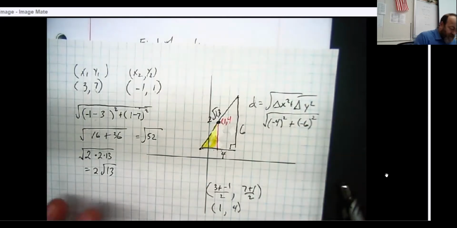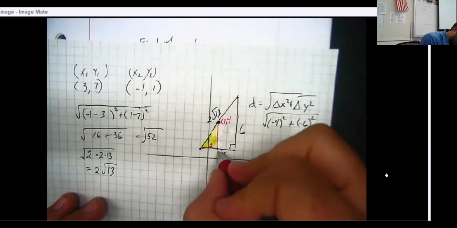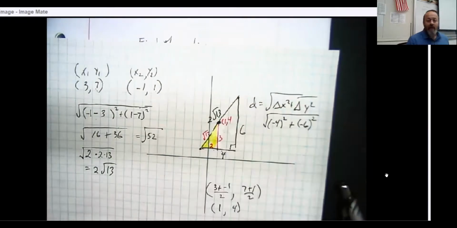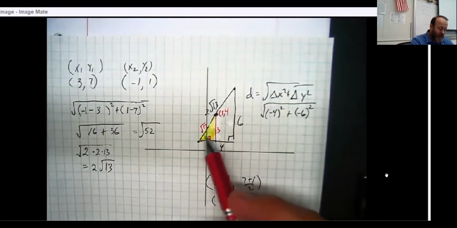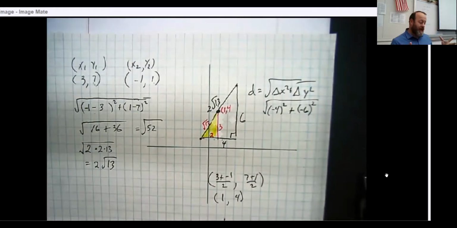And this was kind of the red numbers that I had written a minute ago. That goes over 2, that goes up 3, this is root 13. But by similarity, this little triangle is in the 2-to-1 ratio, or half of the large triangle, and you could see that information.